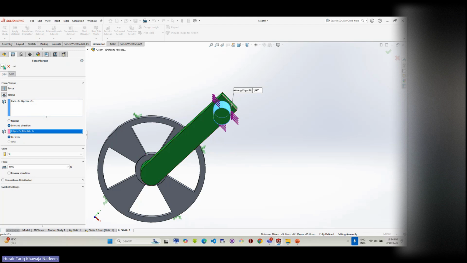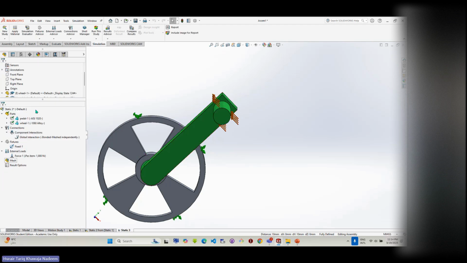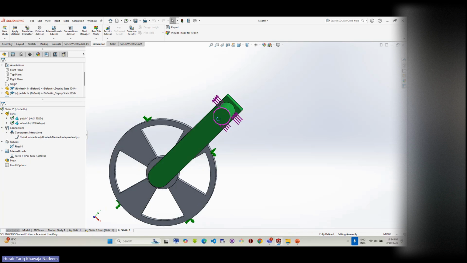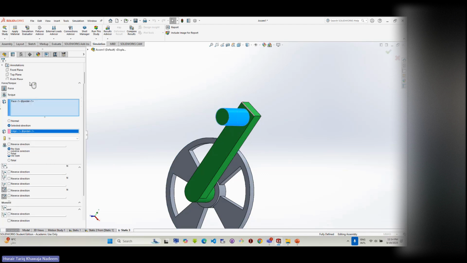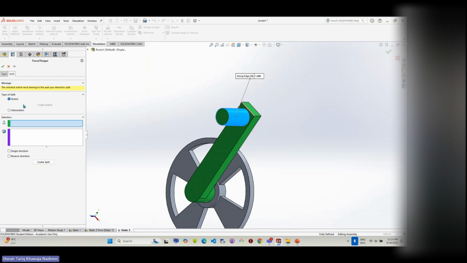Okay. Click OK. Remember, you can also split it. For example, if you want to have the force only on a certain area, you can always split it, like you did before.